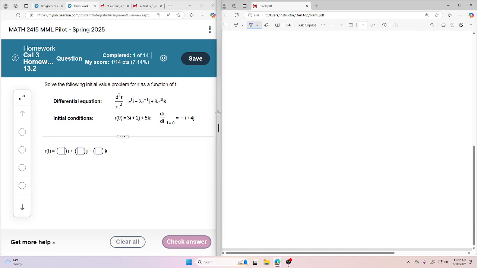They give us this d squared r dt squared. What does that mean? Second derivative. So that's Leibniz notation. What would it look like in Newtonian notation? Yeah, double prime. Very good. I mean, wow, a lot easier, huh? But there's strengths to both.